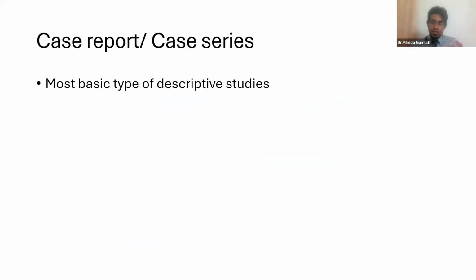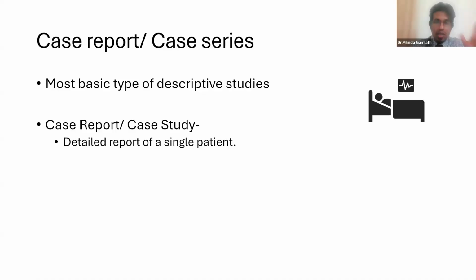So first off, case reports and case series. These are the most basic type of descriptive studies. A case report or a case study is a detailed report into one patient. You take one patient with a certain disease and you generate a detailed report. What are the presenting symptoms? All those basic details, age, gender, those things are there. And then what are the presenting symptoms? How was the progression of the disease?